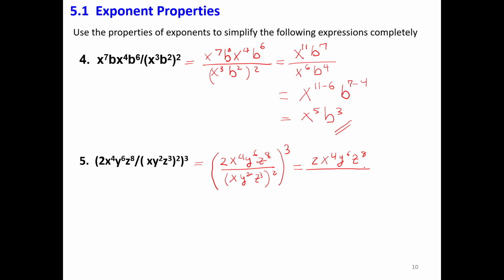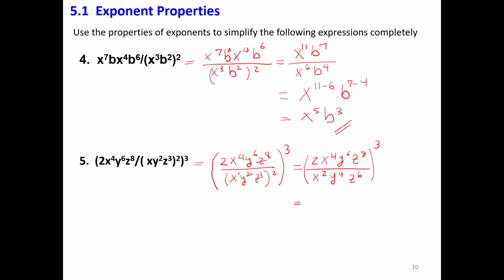Now, can we solve something in the denominator? Yes. It's power of a power, and we know in this case we need to multiply the exponents. We had 1 here, then x, 1 times 2 is 2. Y, 2 times 2 is 4. Z will be 3 times 2 is 6. Now, and very important, don't forget the third power.